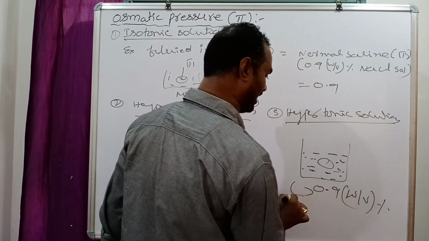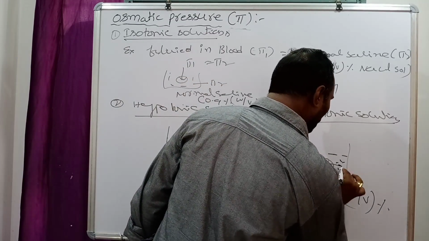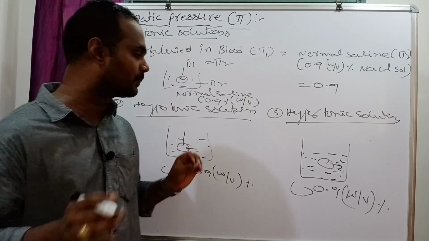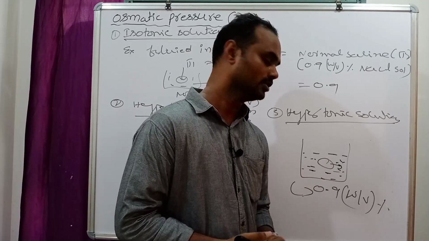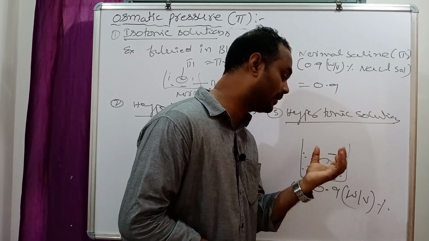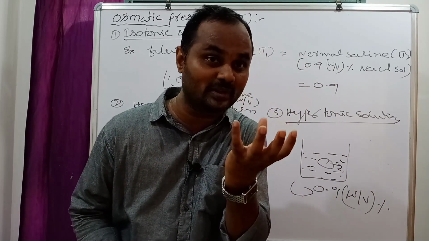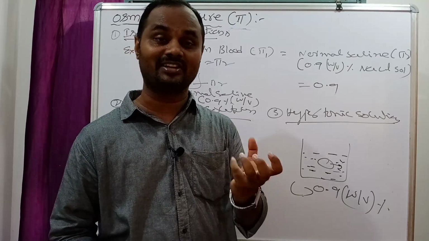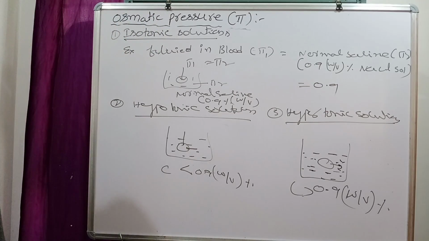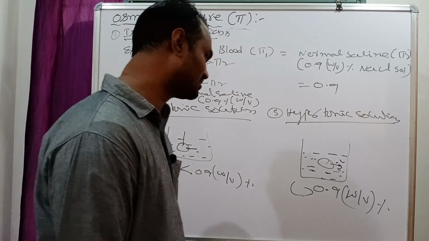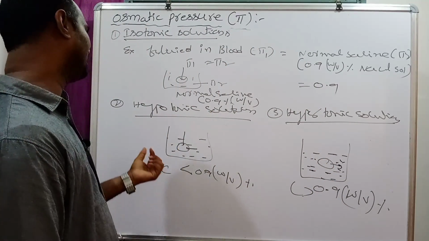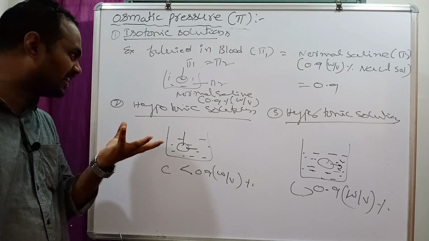Now solvent particles move from inside the cell to the outside solution, due to loss of solvent molecules present in the blood cell. What will happen? The cell size will decrease, which means the blood cell will start shrinking. Is it clear? This is nothing but a hypertonic solution. In hypertonic solutions, the cell size decreases or the cell shrinks. In hypotonic solution, the cell will be swollen.